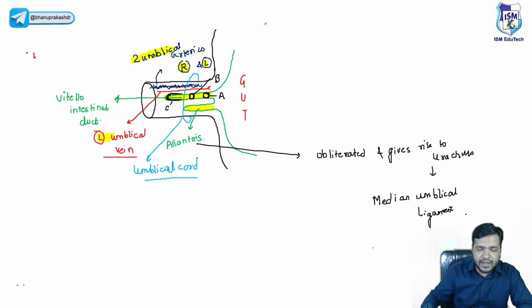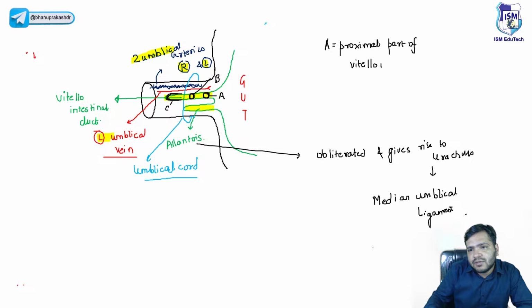Now, guys, point A is the proximal part, because it comes first in the body. It is the proximal part of the vitello-intestinal duct.